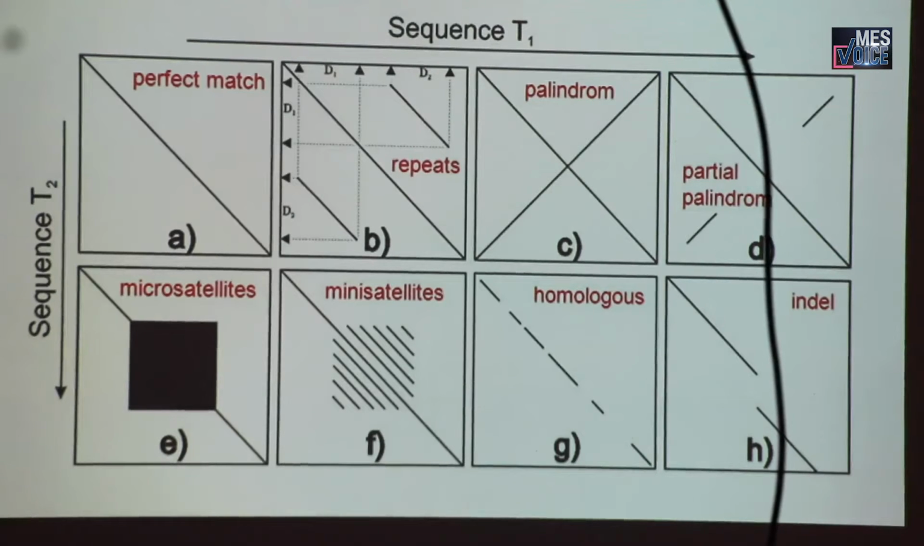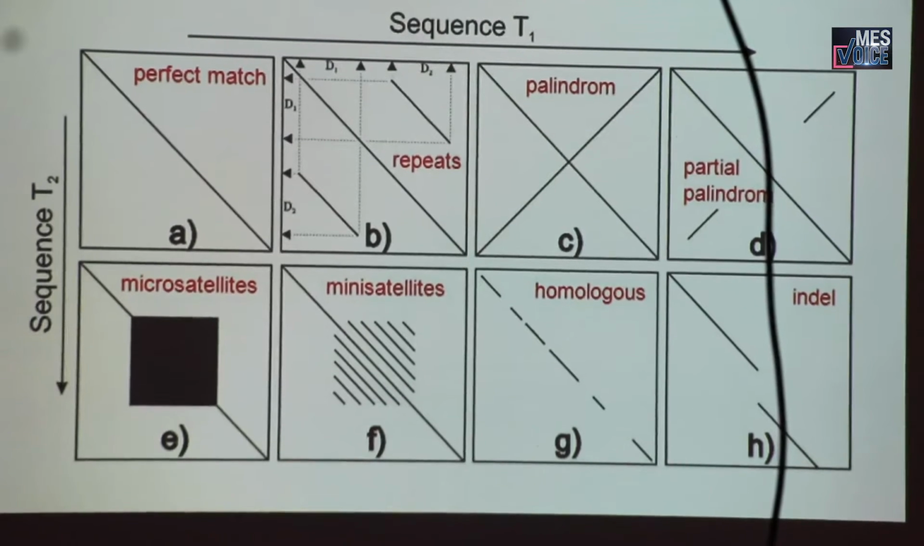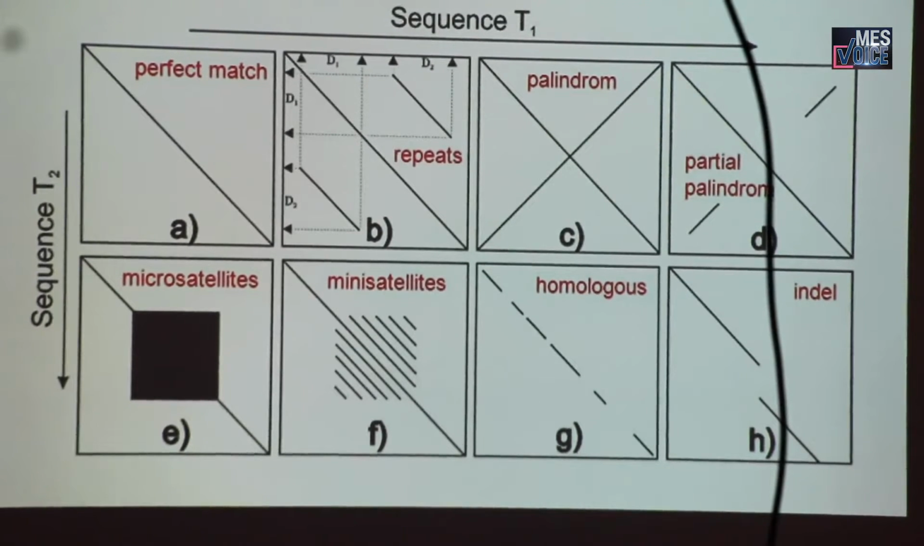Then if you have repeats, there will be a central line and lines outside them, like parallel lines. Then a palindromic sequence will be a cross mark. The other is partial palindrome. Then microsatellite will be like this. Then minisatellites, many parallel lines. Then homologous sequences will have gaps in between. Then indel means some part is similar but some part has gaps.